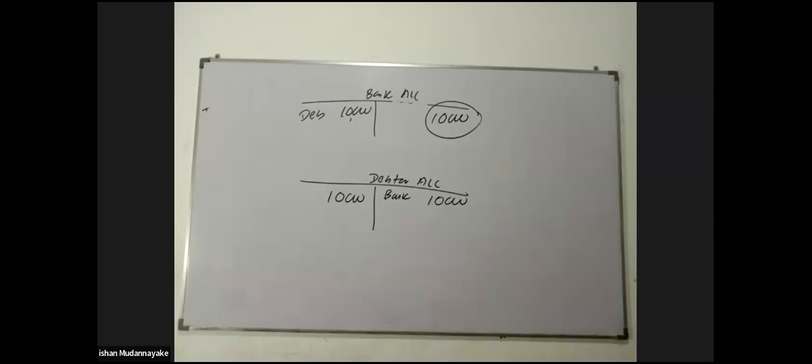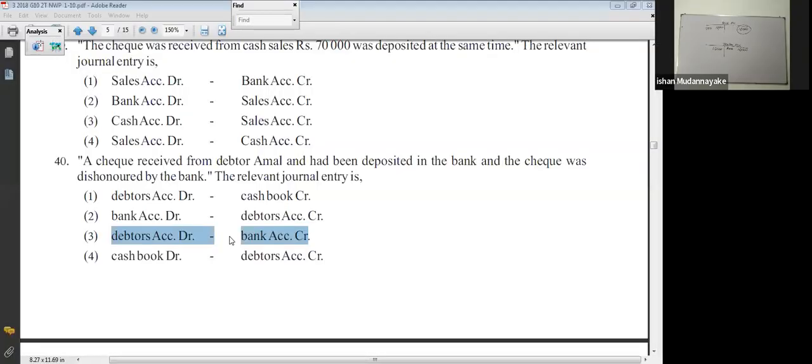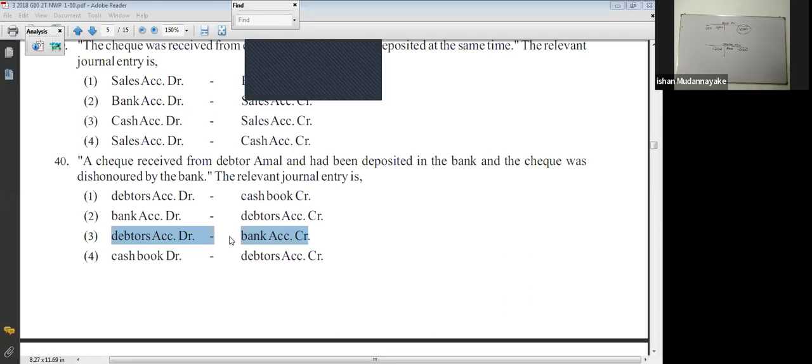If the name, signature, or the date is incorrect, that is also a reason. We'll discuss reasons for dishonored checks later. Then what's the answer? Debtor account debit, bank account credit. That's the answer.